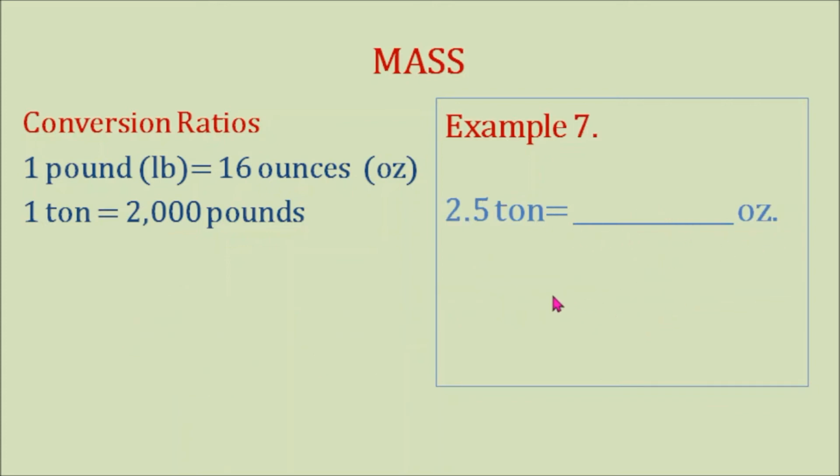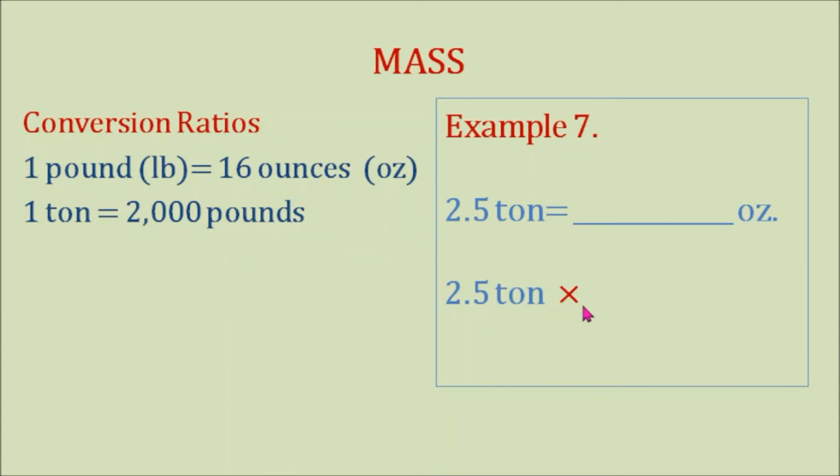Example number 7. 2.5 tons equals how many ounces? Again, we are going to copy down the unit that we are going to convert. That's 2.5 tons. And then multiply it by a conversion ratio. Here we don't have a conversion ratio that relates ton to ounces. So first we are going to convert ton to pounds.